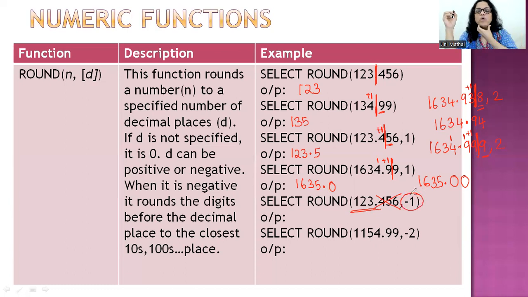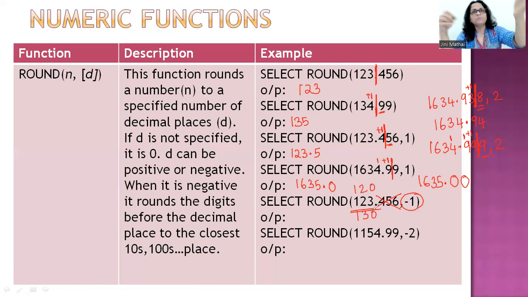Okay, now look at 123, and now your D value is what? Minus 1. When it's minus 1, you need to find that 123 is between which two tens values. So it's between 120 and 130. Correct? Now, why am I saying tens value? Because it's minus 1. If it was minus 2, I would talk about hundreds value. So which two tens values does 123 come between? Between 120 and 130.